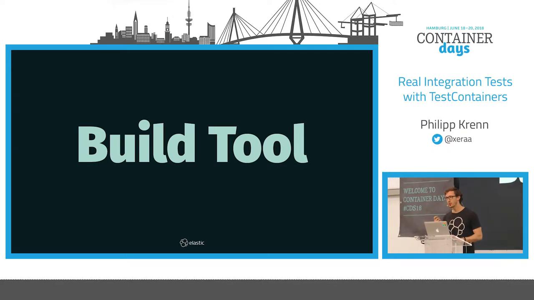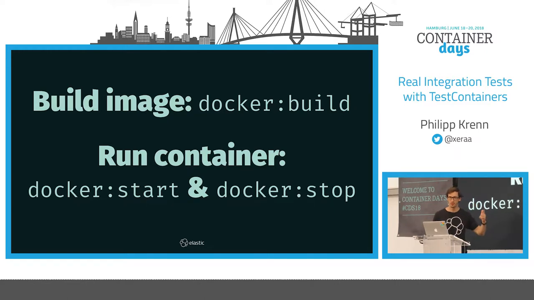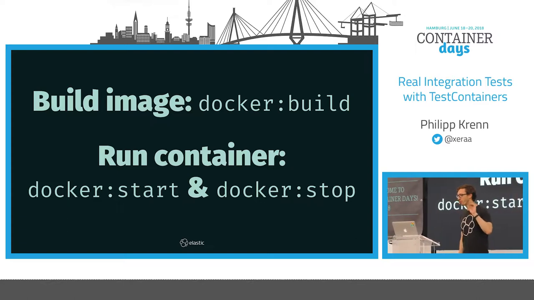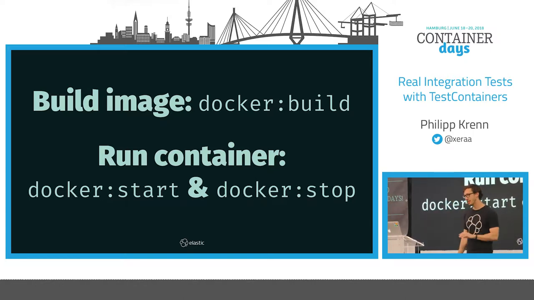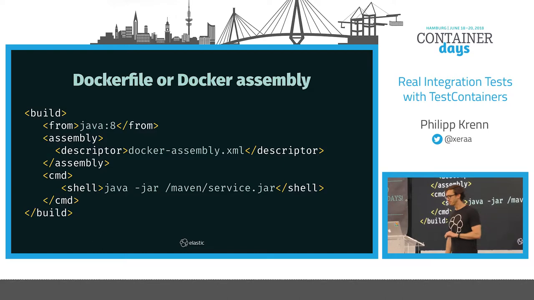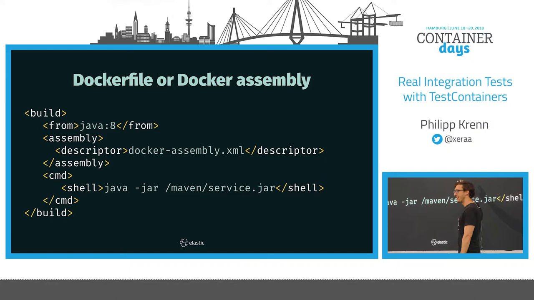Next thing that you could do is you could integrate the entire thing into your build tool. So for Maven, for example, there is a Docker Maven plugin which does exactly that. And it does two things. Firstly, it can build an image when you run Maven test. And it can also run, stop, and start the container that you want to run. So that basically covers the setting up and everything around it. Building your own Docker file is pretty simple. You can provide either a classic Docker file or an assembly. So here you reference a Docker assembly XML, if you like to write XML, and then it can build your container and you can run that.